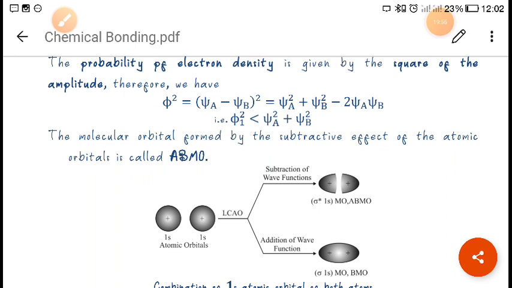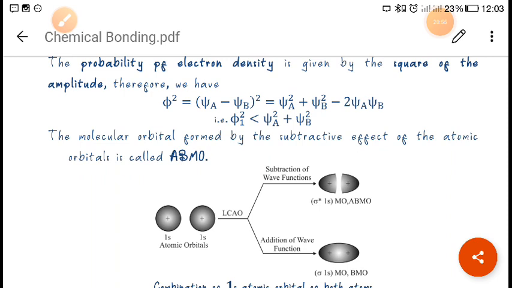So we will see here, according to this LCAO, which is the linear combination of atomic orbital method. According to this method, the wave function of the molecular orbital can be obtained by adding the wave function of the combining atoms. According to the LCAO method, the wave function of the bonding molecular orbital can be obtained by adding the wave function of the combining atoms.